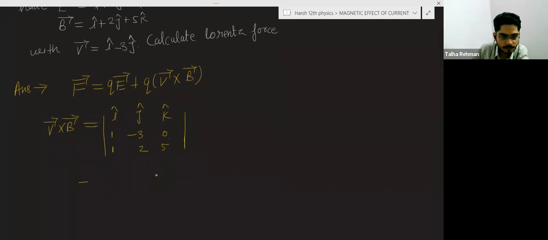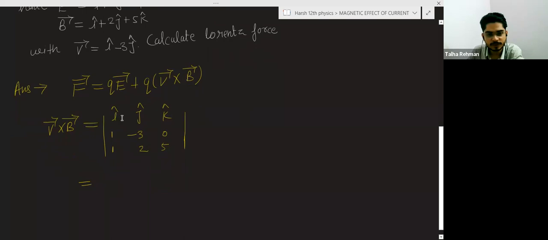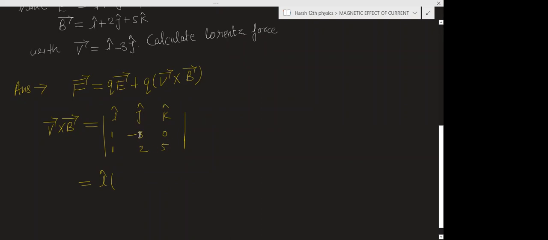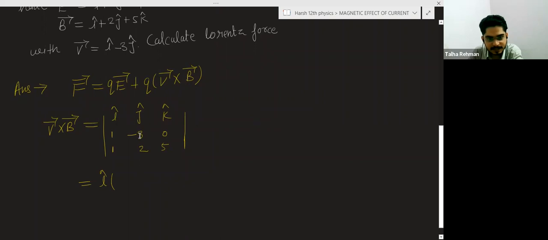Okay, no problem. So here what you have to do, first write this I cap and bracket. What you will do, you will hide this column and this row. This column and this row, you will have this thing. Now what you will do, you will cross multiply this with this minus this with this.